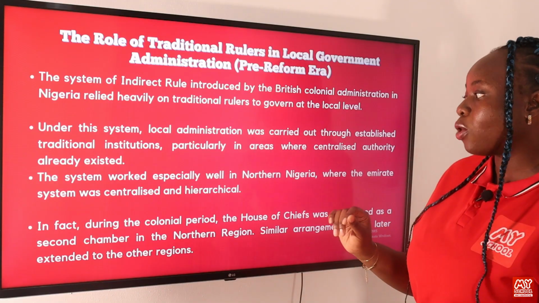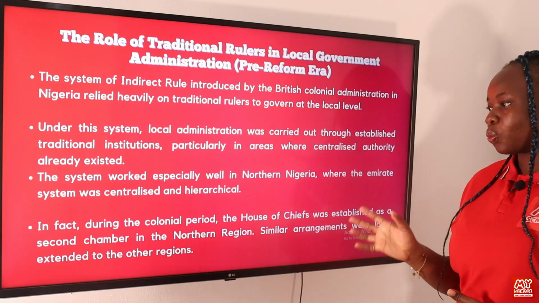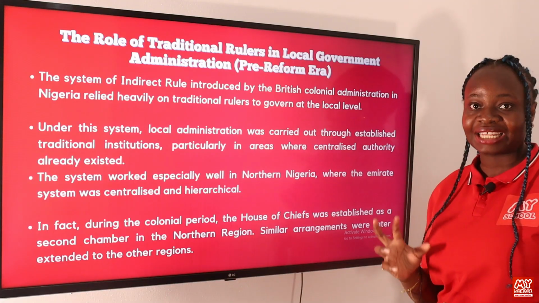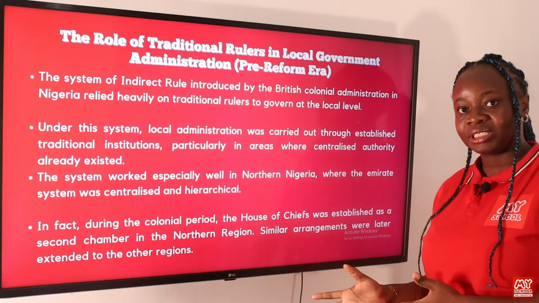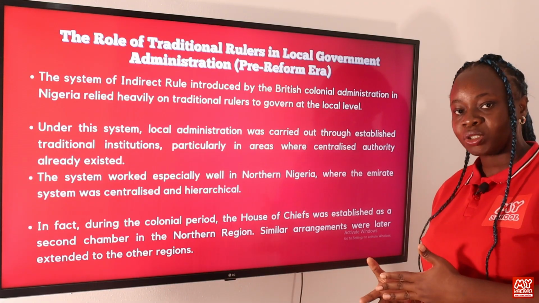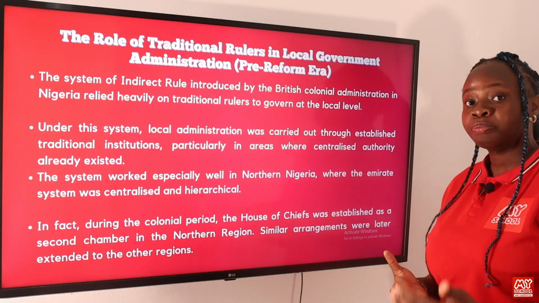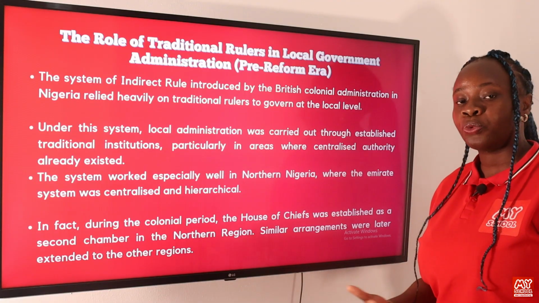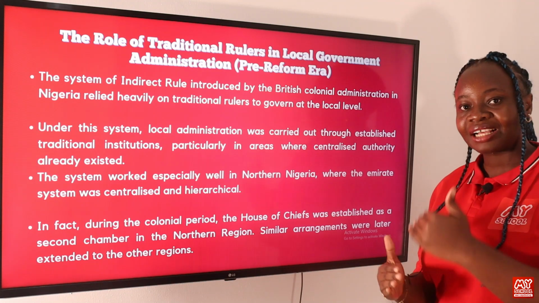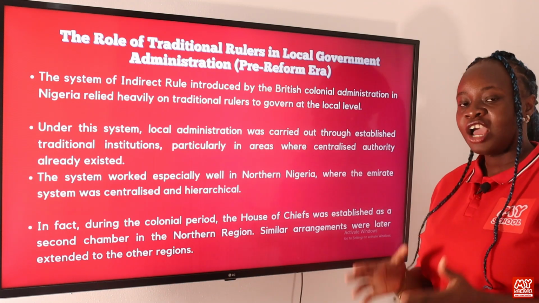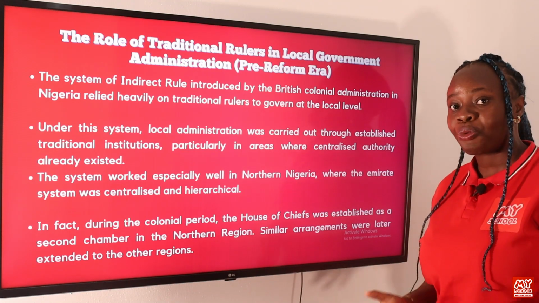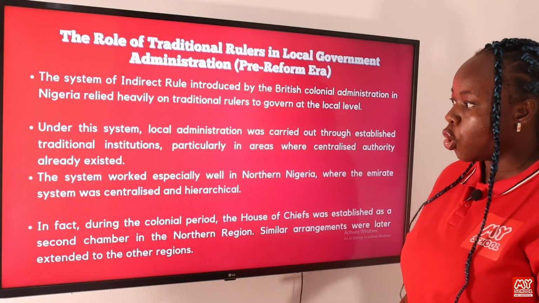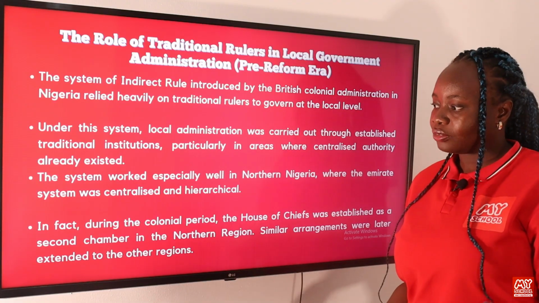So the system worked especially well in northern Nigeria, where the emirate system was centralized and hierarchical. So once they gave policy direction, the emir was able to relay those policy directions to those people below him. So there was a hierarchical system that made it very easy for policy direction to go right to the bottom, to the grassroots of the society in the northern region.